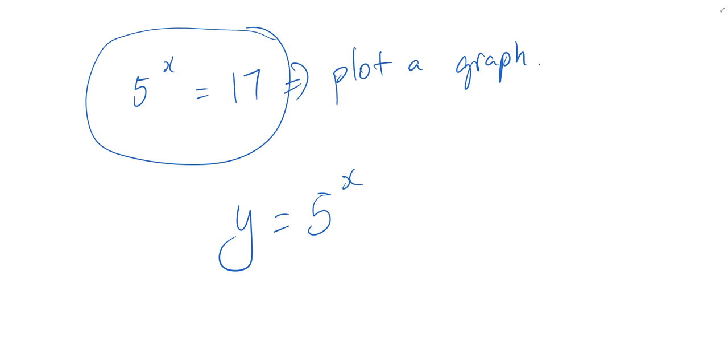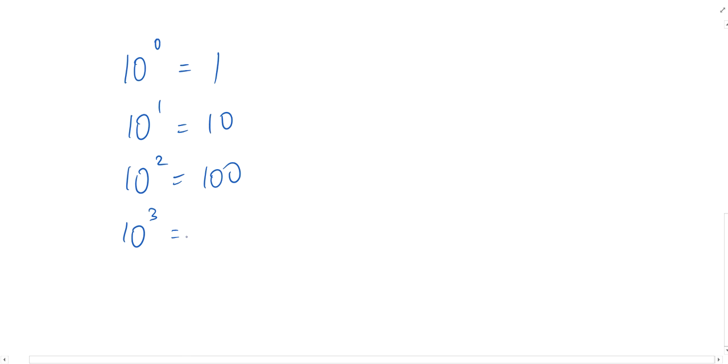Now we've got calculators. So we are going to see how we can use calculators to help us with the following examples. 10 to the power of 0 equals 1. 10 to the power of 1 equals 10. 10 to the power of 2 is 100, 10 to the power of 3 is 1000, and you can go on and on, right?